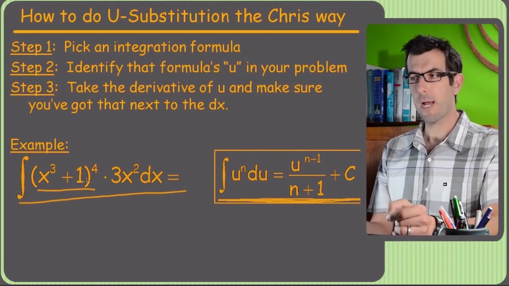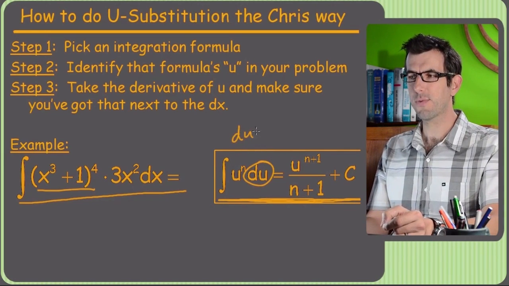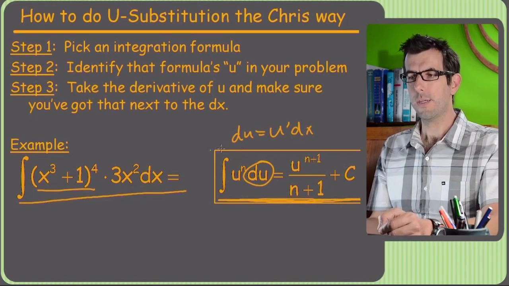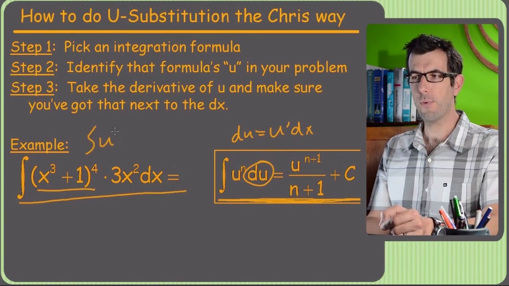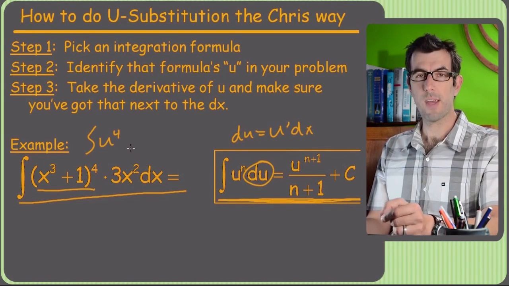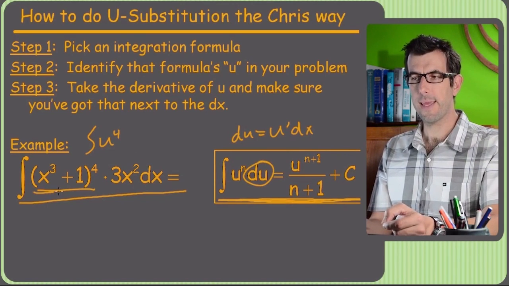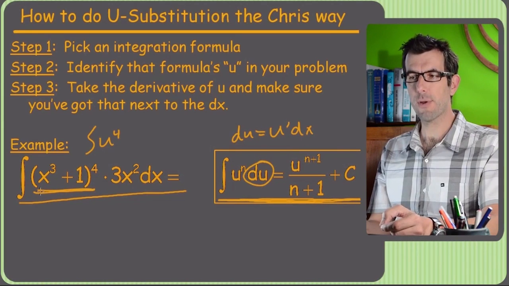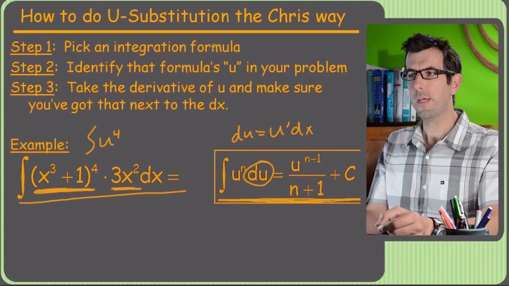So the problem is we need du. And du is really just like u prime dx from the chain rule. It's basically just u prime. So if you want to pretend that you're integrating u to the 4th, you've got to make sure that your du matches up. Basically, if you want to integrate x cubed plus 1 to the 4th power, you've got to make sure that you have the derivative of what's in the parentheses right here. So let's just double check. So step 1 we did.